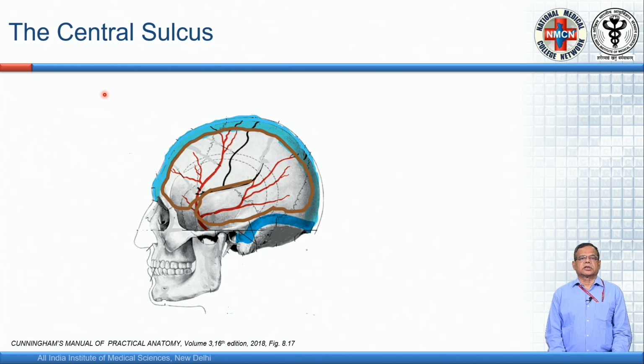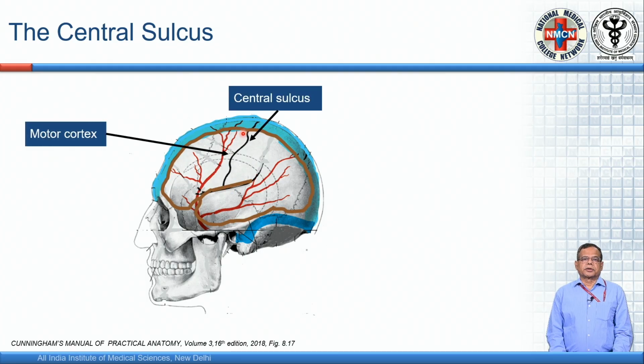The central sulcus needs special attention. It runs obliquely towards the lateral fissure and it runs parallel to the motor cortex or precentral gyrus, which is in front of the central sulcus.